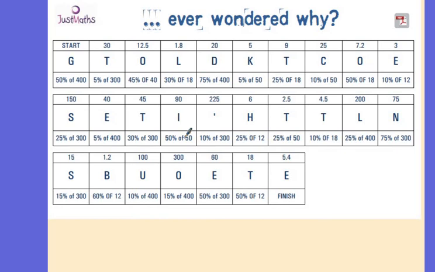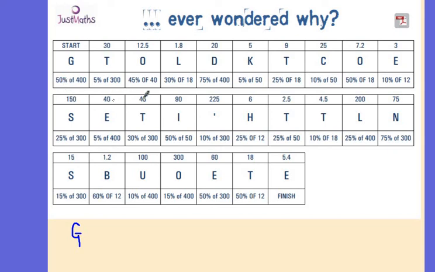Okay, Year 7, if you're confident, can you have a go at this question for me? It's called Ever Wondered Why. You're going to start at the start, and your first letter is going to be G. You then need to work out what 50% of 400 would be. To work out 50%, I would divide 400 by 2, which would give me 200.